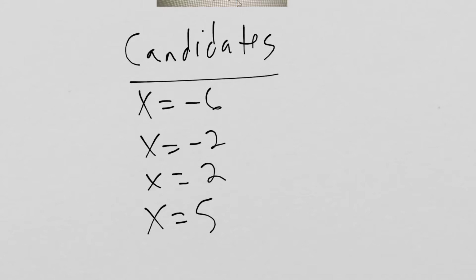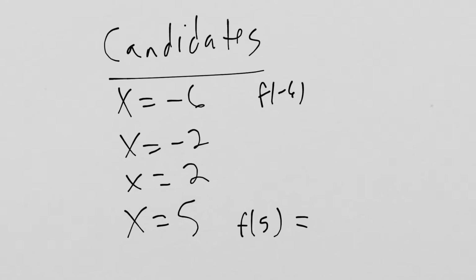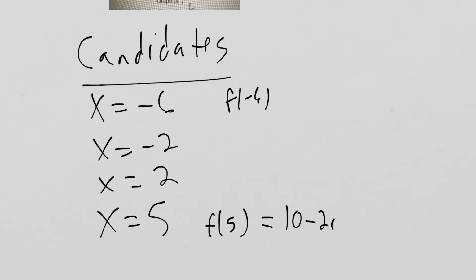Now, if you remember back in part A, we already know what f of -6 is, and we already know what f of 5 is. F of 5 was equal to 10 minus 2 pi, and f of -6 was equal to 3. So now we just need to figure out f of -2 and f of 2. F of -2 we already know as well because it tells us at the start of the problem that f of -2 equals 7. So we really just need to check f of 2. What is f of 2 equal to?